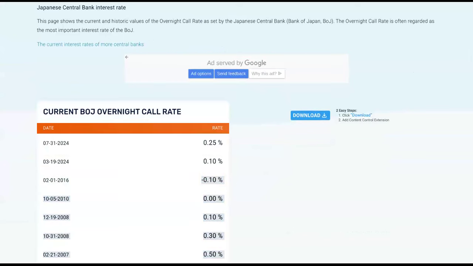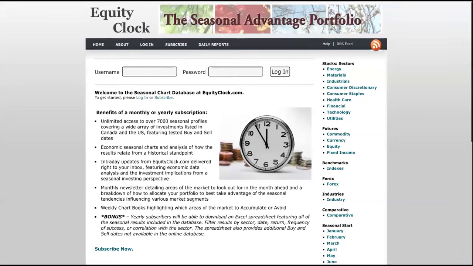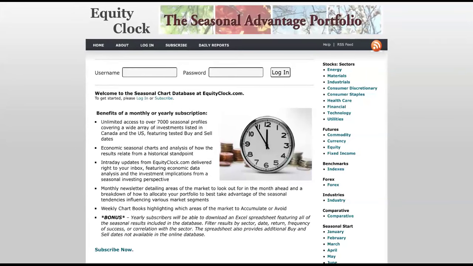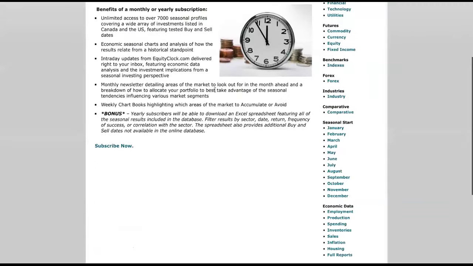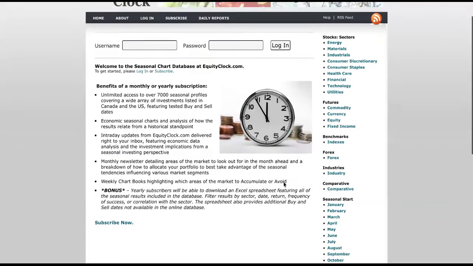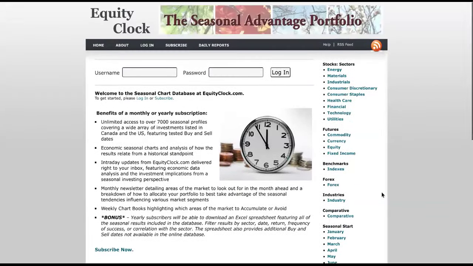And the second way I like to filter out certain pairs, the last step, it doesn't matter how you do it, step one, step two, step three, is the seasonal tendencies. So I like to use this as my resource. The website is charts.equityclock.com. Hopefully you can see the screen. Before they changed the interface of this website, you come down here and you have to click Forex.